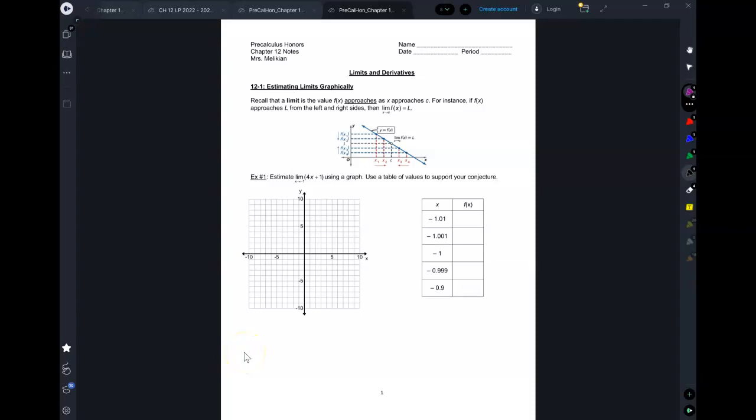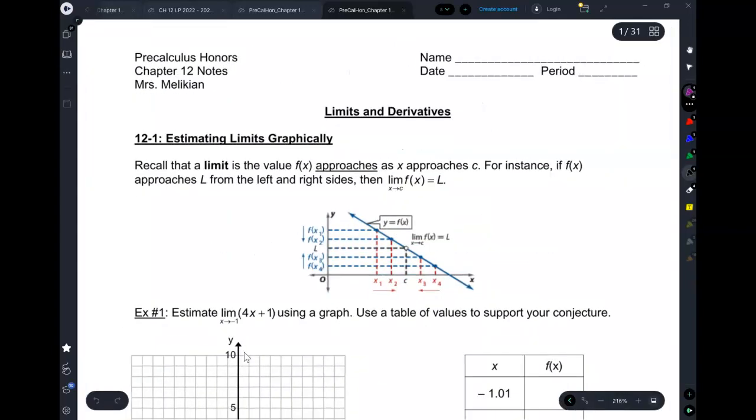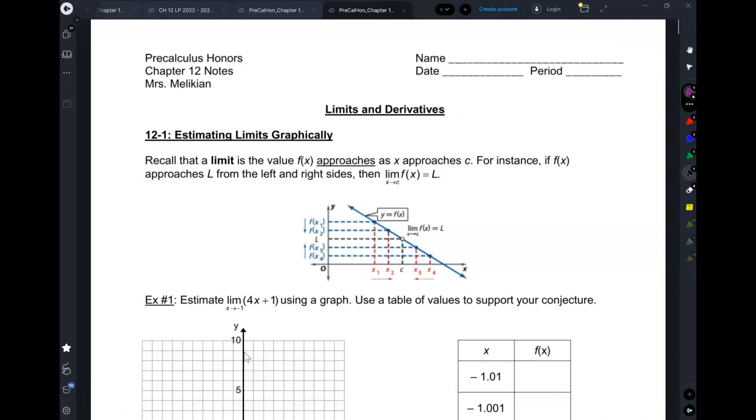Right, so as you remember, the limit of a function at a specific point is basically where the y value of the graph or the function is approaching as I approach a specific x value. So suppose this is my function here. It's just a linear function.